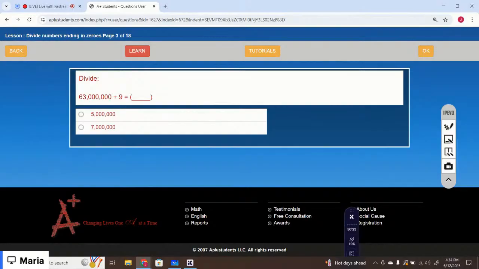63 million. So just divide 63 by 9. 9 times 7 is 63. So we have 7 and add those extra zeros. So option number 2 is the correct option.